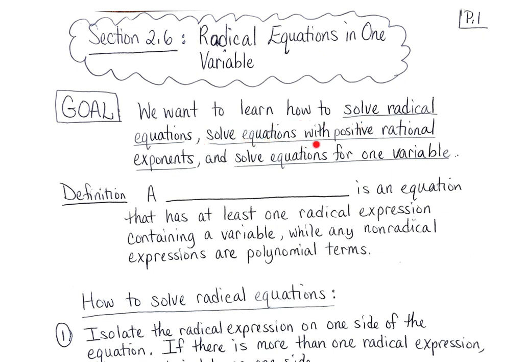We want to learn how to solve equations with positive rational exponents and solve equations for one variable. So let's start out with the definition. A radical equation is an equation that has at least one radical expression containing a variable, while any non-radical expressions are polynomial terms.